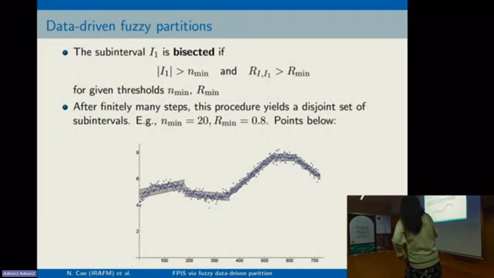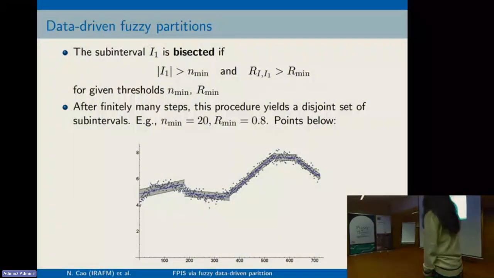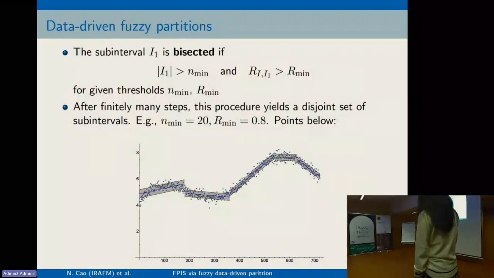You can see first we split in half, and from the left side it continues to split in half, and then it's not splitting anymore because it doesn't have a big change compared with the current left intervals. But from the right side, because it's more variable, it splits more. And this method will provide us a disjoint set of subintervals.